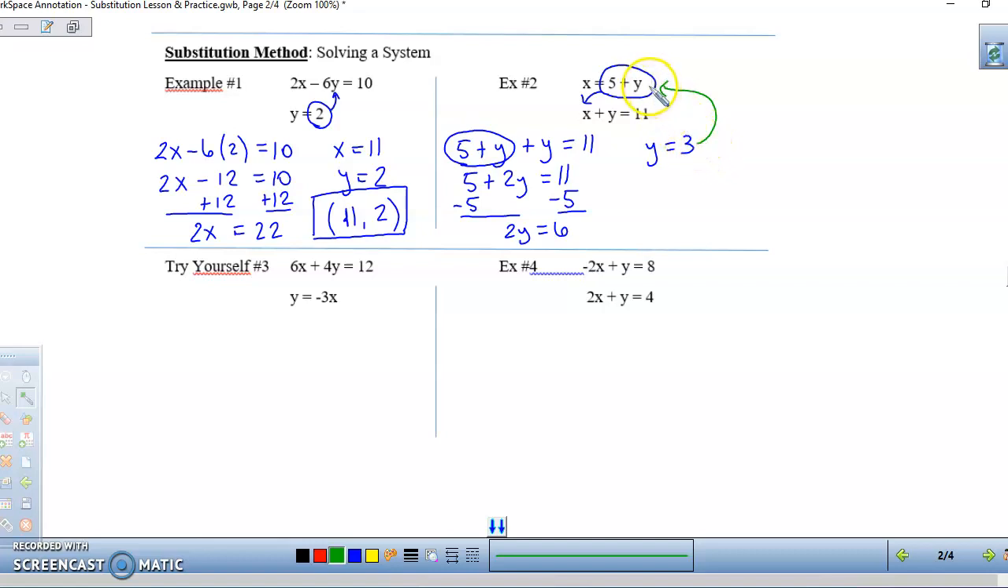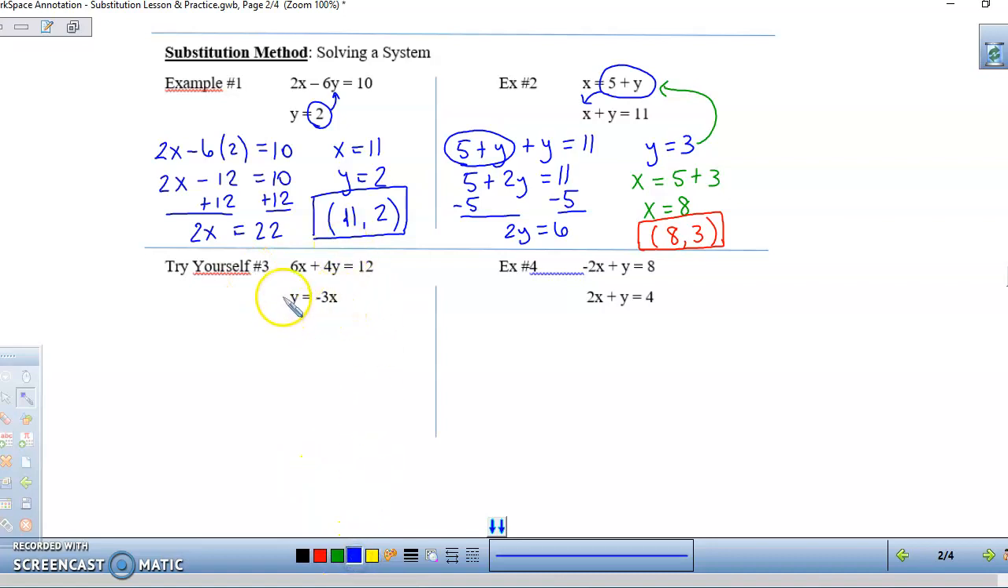So my last step is you're going to plug y equals 3 into that original equation. So now I'm going to get x is equal to 5 plus 3, and therefore x is equal to 8. Okay, so my final point would be 8, comma 3. Again, x equals 8, y equals 3, and again, that will work for both equations. Okay, so pause for a second and try number 3 on your own.